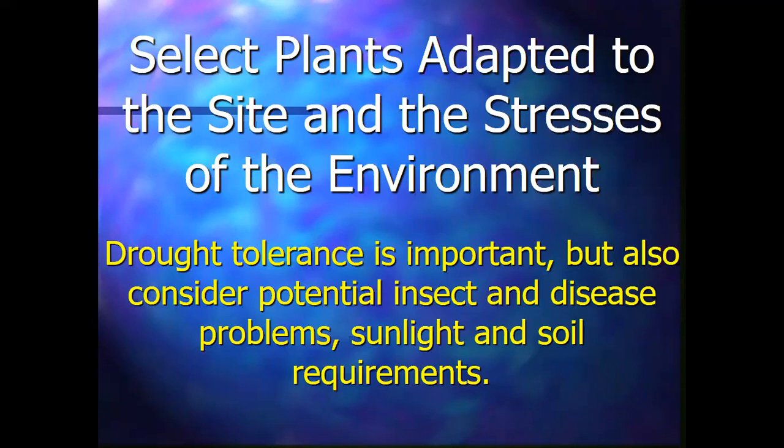Some plants have a lot of insect problems and disease problems, like the red tip photinias. They get those leaf spot diseases that cause a lot of them to die. Same thing gets on Indian hawthorns. Those are the things you want to avoid using.